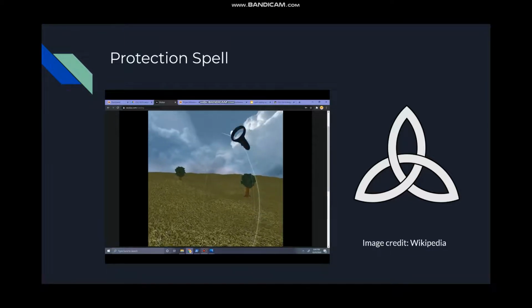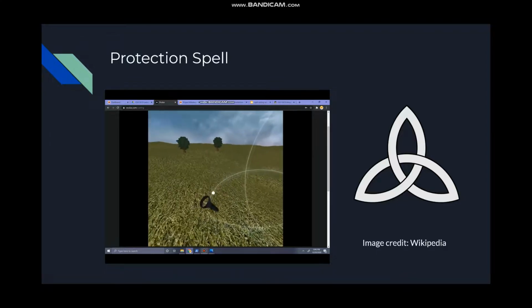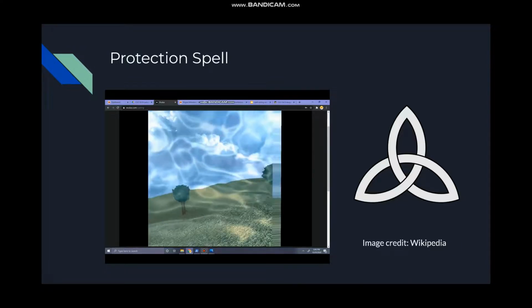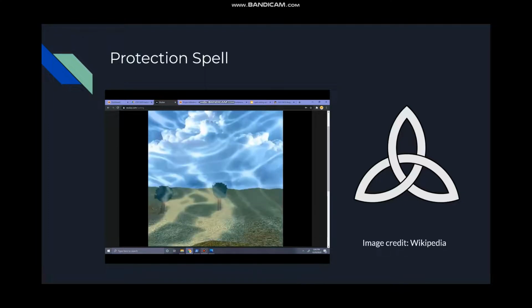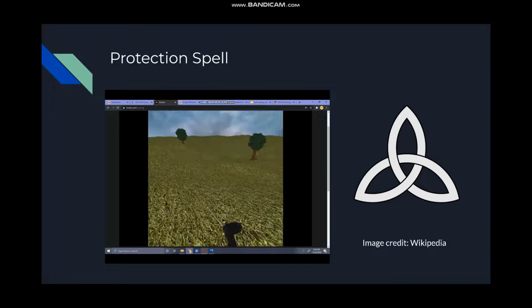And here we can also see that tutorial again in action. And this one triggers a force field to conjure up and spin around the user, as the name might suggest, in protection.